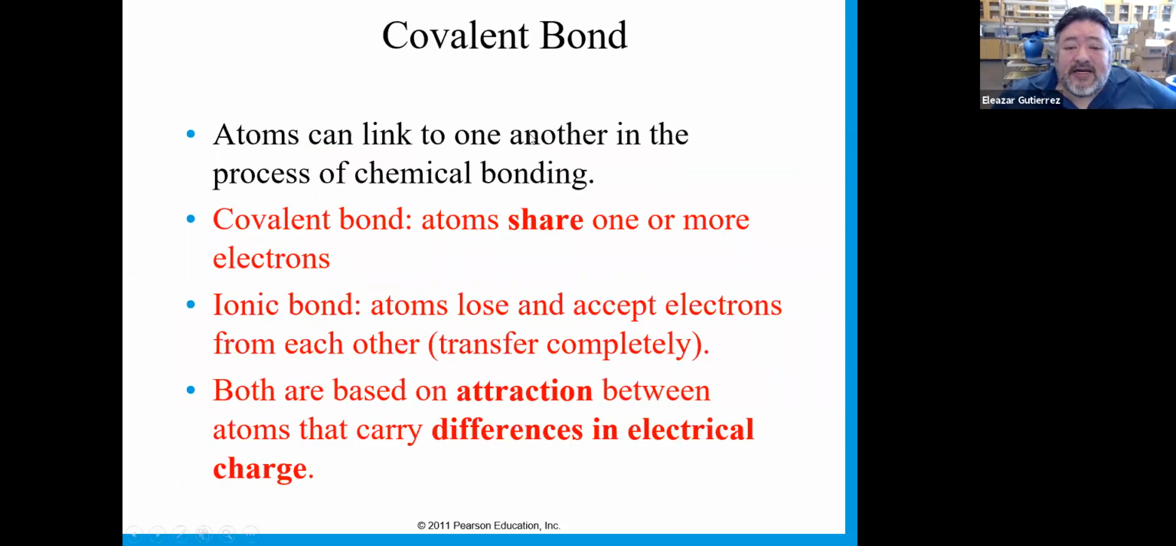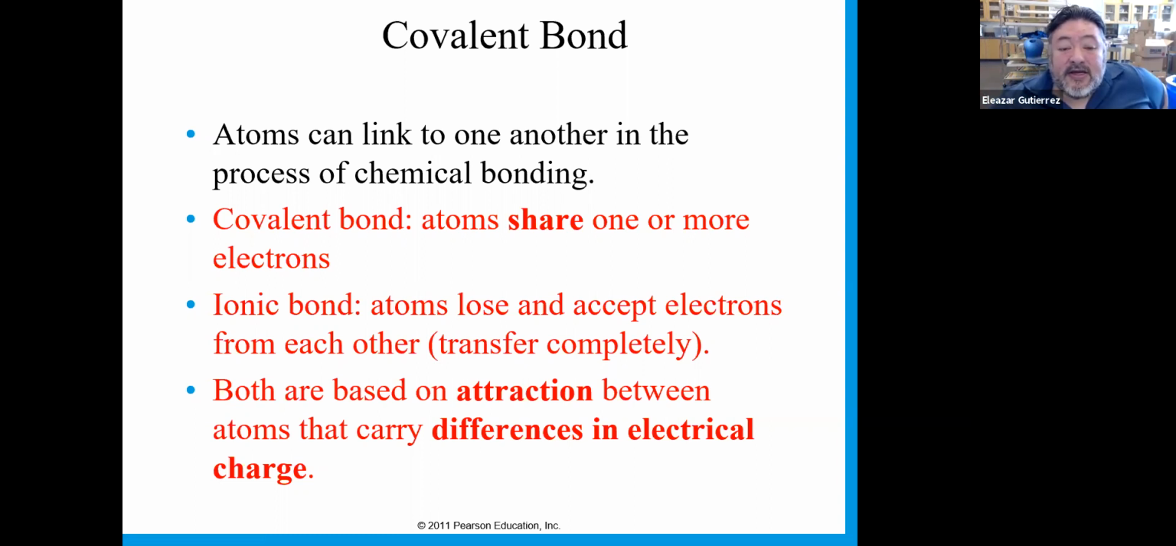Okay, so atoms can link to one another in a process of chemical bonding called covalent bonding. In covalent bonding, atoms share one or more electrons. In contrast, in ionic bonding, atoms do not share electrons. They lose and accept electrons from each other, so the electron transfers completely. Okay, both of these events, both covalent and ionic, are attractions between atoms that carry different electrical charge. In other words, one is positively charged, the other one is negatively charged.